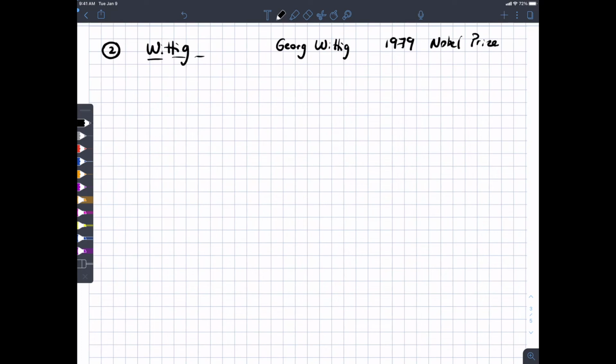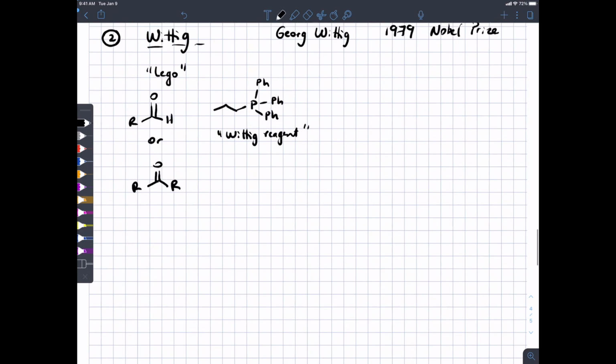The Wittig reaction is kind of Lego chemistry. It's carbon-carbon bond formation. You take an aldehyde or a ketone and the Wittig reagent, and the Wittig reagent is weird. You won't have seen it before. It is an alkyl group that is bonded to a phosphorus. The phosphorus is bonded to 3 other groups, in this case, phenyl groups. It doesn't have to be phenyl, but that's the most common option.